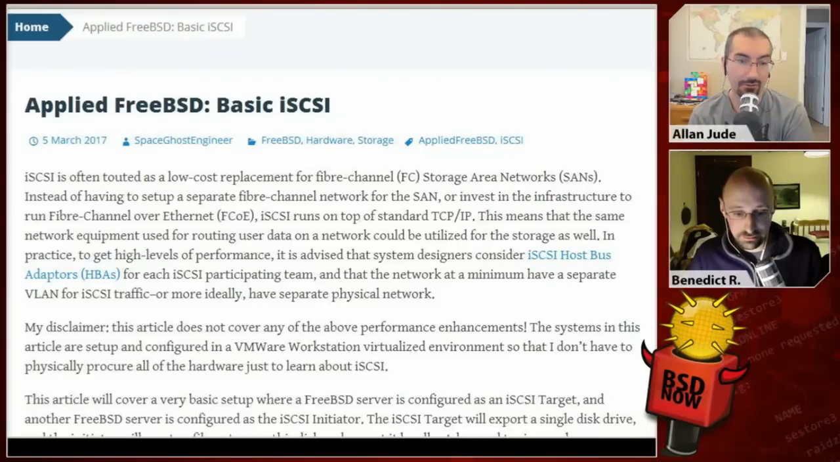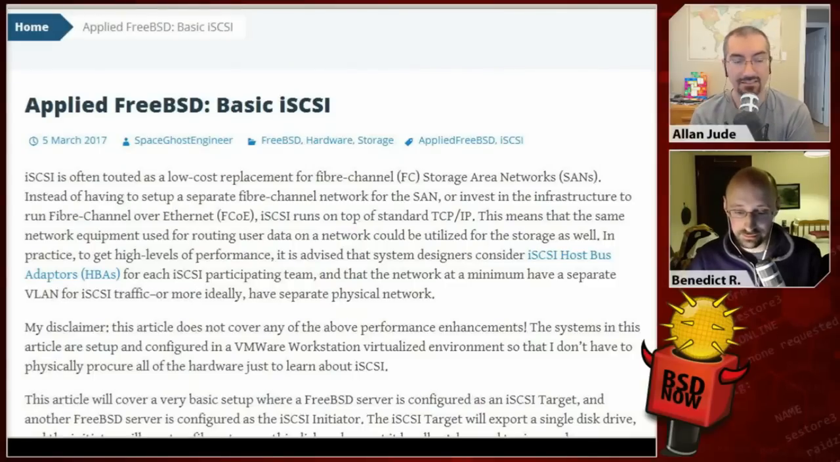Yeah, so iSCSI runs on top of your standard TCP/IP. It means that the same network equipment used to route user data on the network can be utilized for storage. So this article will cover a very basic setup where a FreeBSD server is configured as an iSCSI target, meaning it's the server, and another FreeBSD server is configured as an iSCSI initiator, meaning it's the client. The iSCSI target will export a single disk, so they actually have a whole physical disk dedicated in this case, and the initiator will create a file system on top of that disk, mount it, and build stuff on top of it.